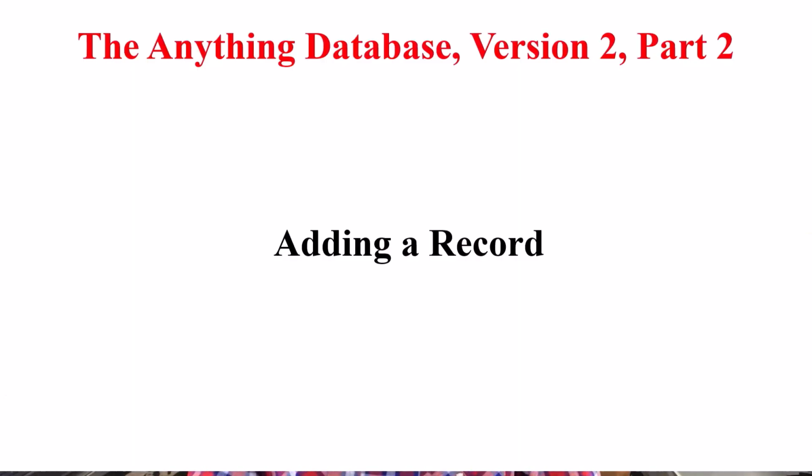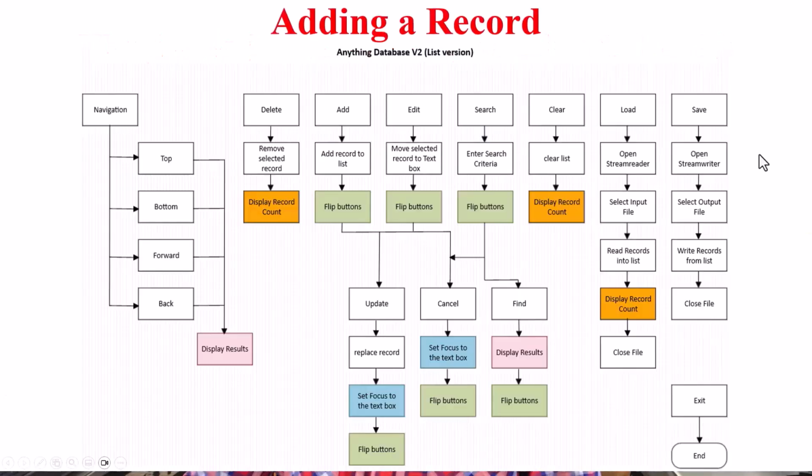Take a look. Breaking the Anything database down into pieces makes it doable. It makes it much easier to look at one thing at a time. So we're going to be taking a look at the Anything database version 2, part 2, and it's going to be adding a record. Remember from our hierarchy chart, we have a bunch of things we're going to do: navigation, delete, add, edit, search, clear, load, and save. And plus we have update, cancel, and find.